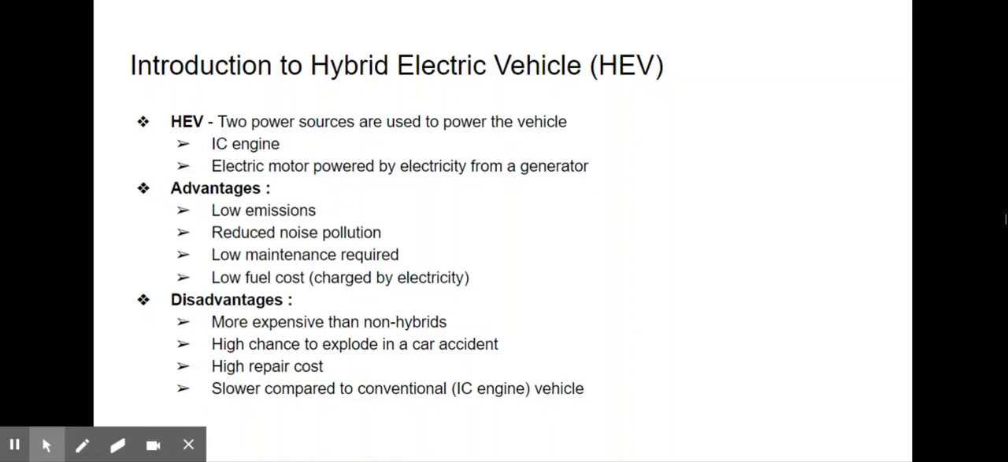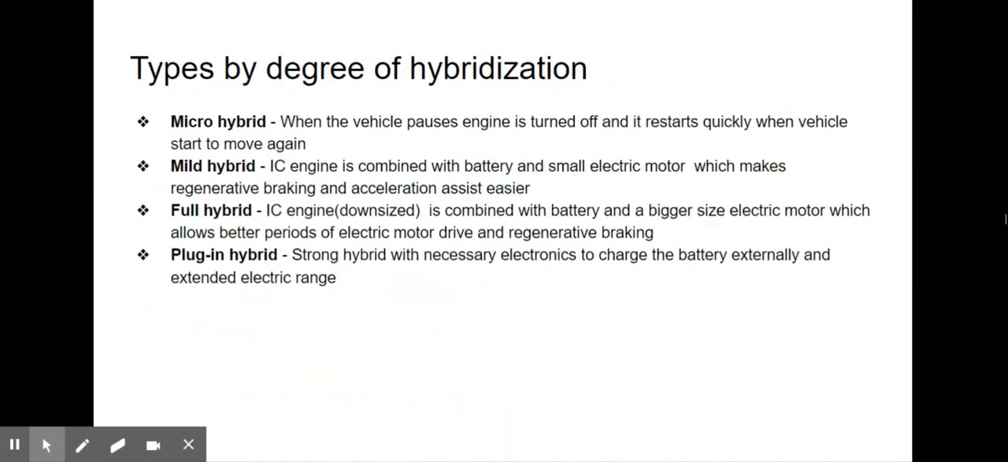The next topic is types of hybrid electrical vehicle by degree of hybridization. There are four hybrids. First is micro hybrid, second is mild hybrid, third is full hybrid, and fourth is plug-in hybrid. In a micro hybrid, the engine is turned off when the vehicle pauses and restarts quickly when the vehicle starts to move again, so it easily saves energy.